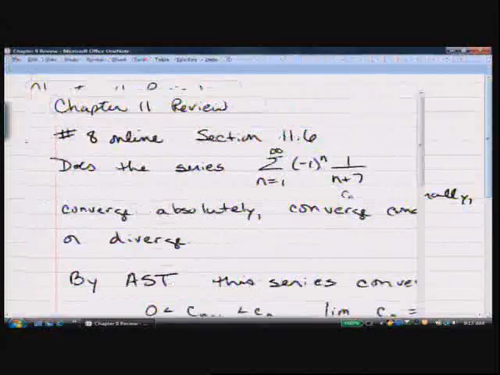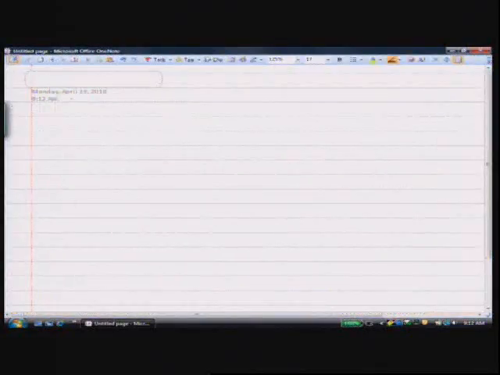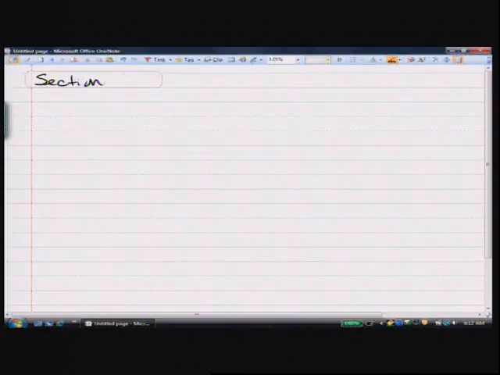In section 11.6. Okay, and it says, estimate the magnitude of error involved in using the sum of the first 6 terms to approximate the sum of the series.